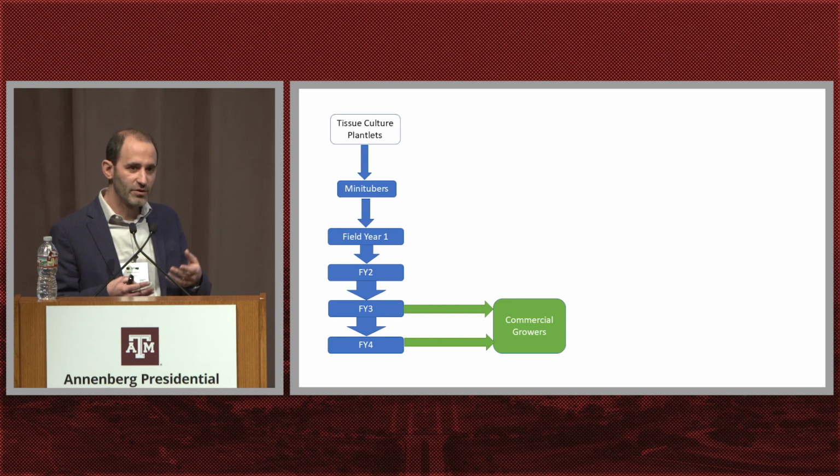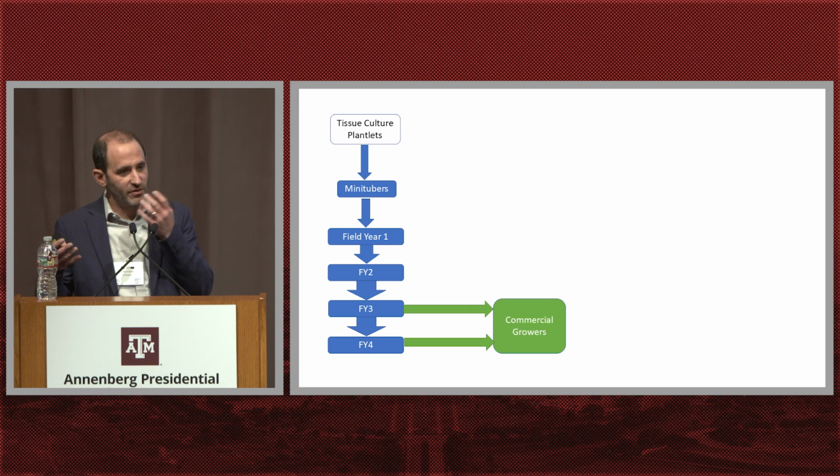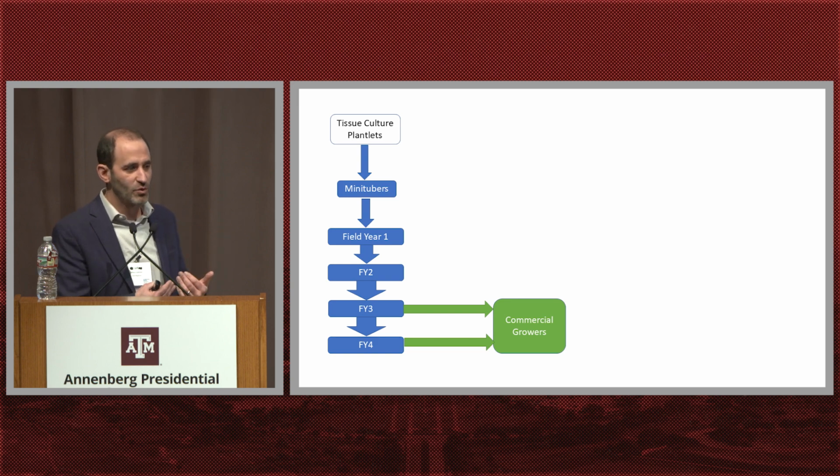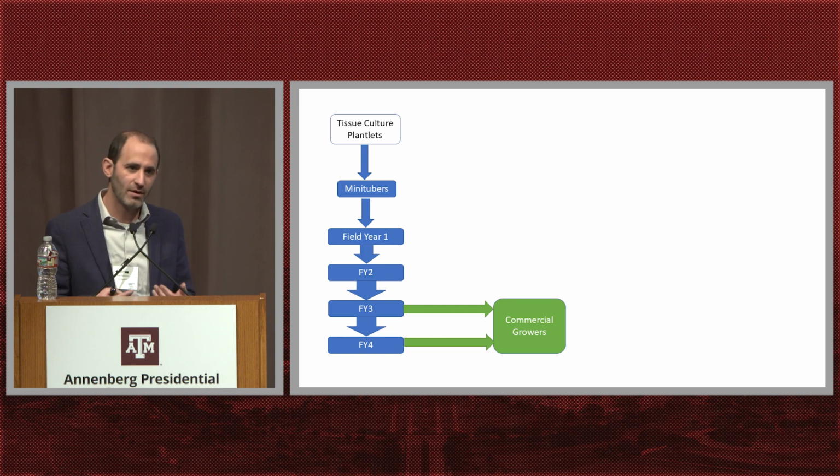Those are multiplied for 2, 3, 4 more years, even before it ever gets to what we call a commercial grower. In the potato jargon, you have the seed growers who multiply the seed, and they are certified. They're constantly worrying about the levels of virus and the other phytosanitary characteristics of their seed.